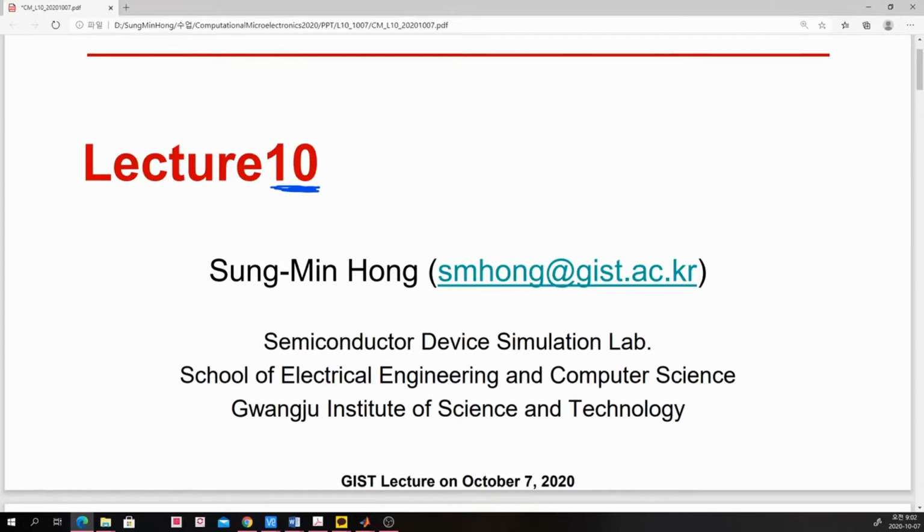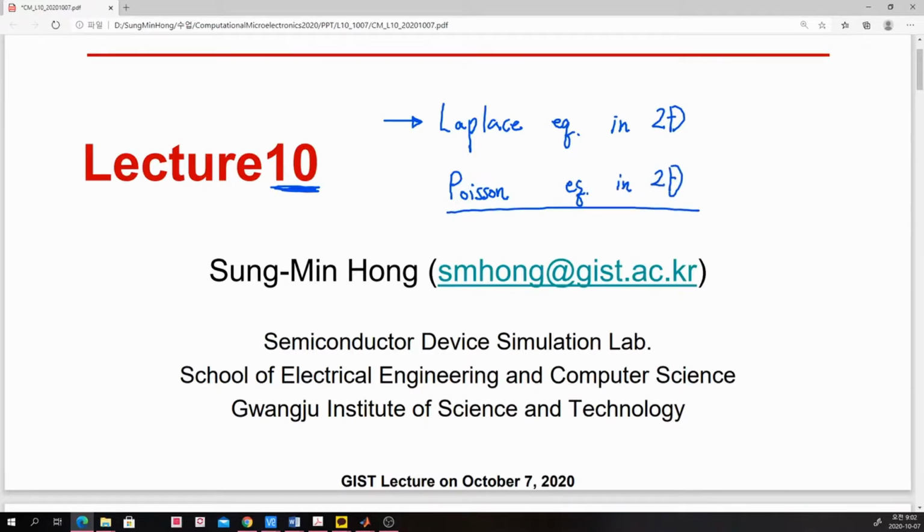We are in lecture 10 already. So in lecture 9, we considered the Laplace equation in two-dimensional structure. But you can easily guess that the main motivation of our introduction of the two-dimensional Laplace equation is just to prepare the Poisson equation in the same dimensionality. So that is our eventual goal.